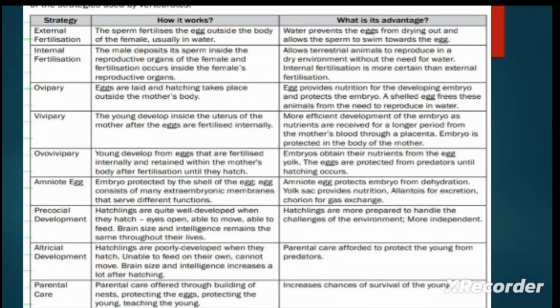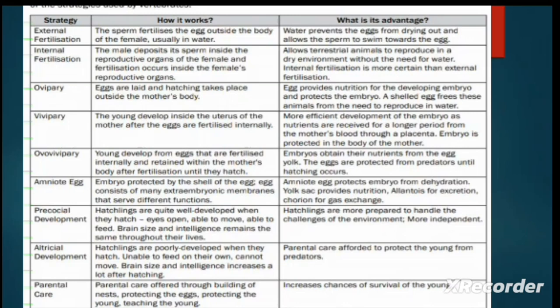So lastly, let's talk about parental care. This one is offered through building nests, protecting the eggs, protecting the young, and also teaching the young. So this just means taking care of the offspring, when the parent or the mother takes care of their offspring. This increases chances of survival.